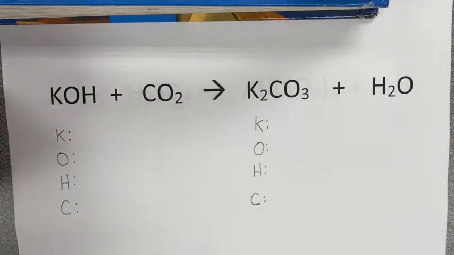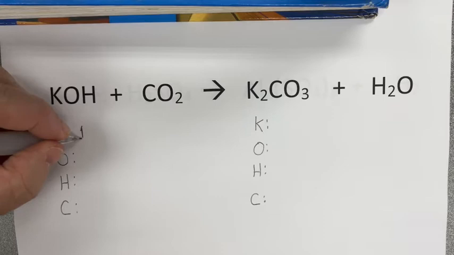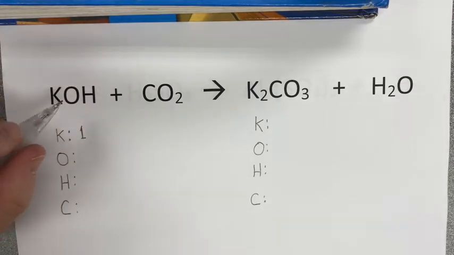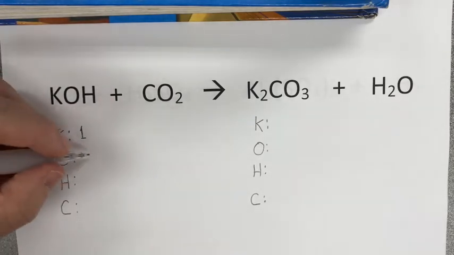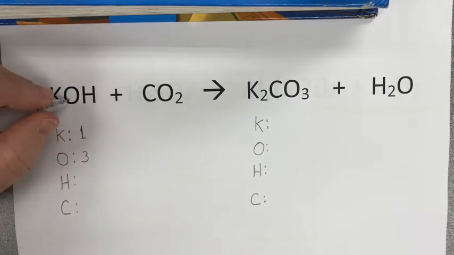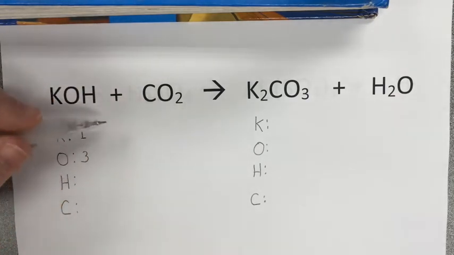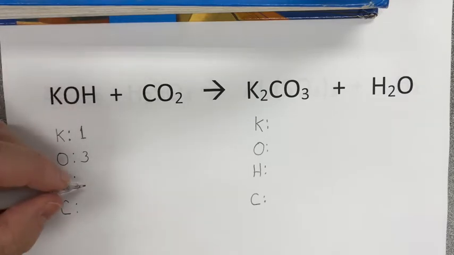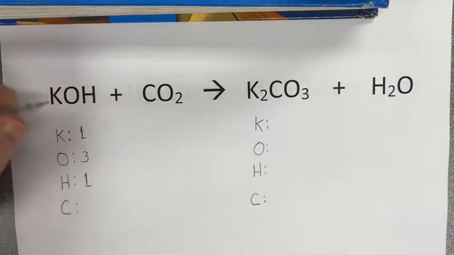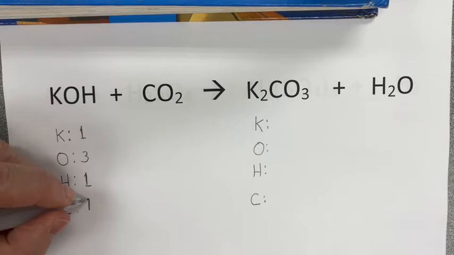Now, let's count them up. There's 1 K, and this is where sometimes you have to be careful. There's 1, 2, 3 oxygens, because you've got 1 in this KOH, and you've got 2 in the CO2, so that's a total of 3. You've got 1 hydrogen, and you've got 1 carbon.